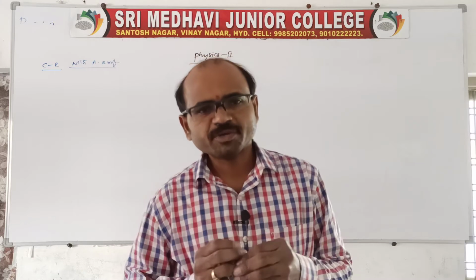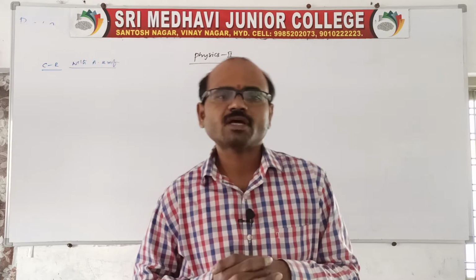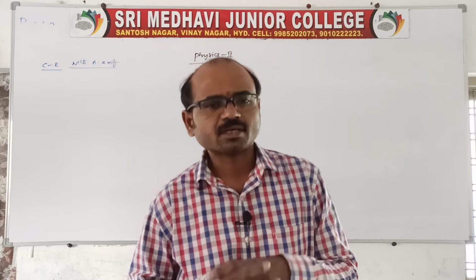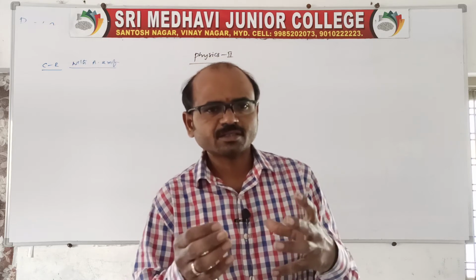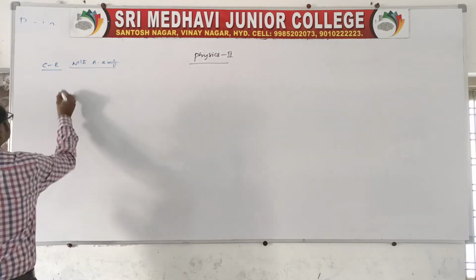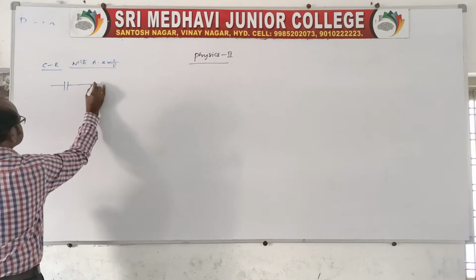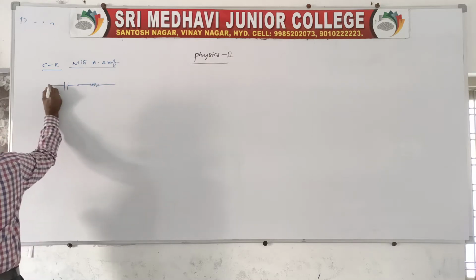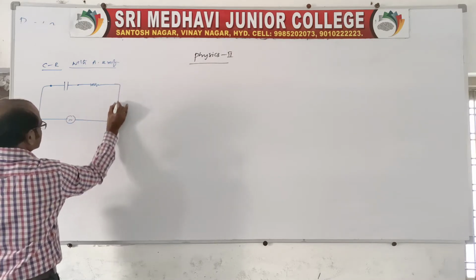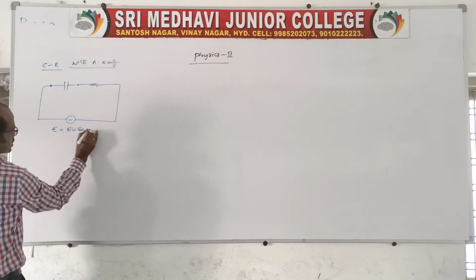When EMF is applied to the CR circuit, what will happen to the current, and what will happen to the power factor? We need to find the graph related to the CR circuit. So draw a C and R, the capacitive element and the resistive element, connected in series along with an alternator, that is, an alternating EMF. You write E is equal to E naught sin omega t.